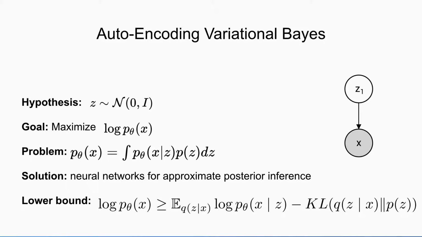So one way to bypass that is to use neural networks to approximate the posterior distribution on the latent space, P of Z given X. And that allows us to derive a lower bound that we maximize in order to optimize our model. We will refer to the lower bound as the ELBO.